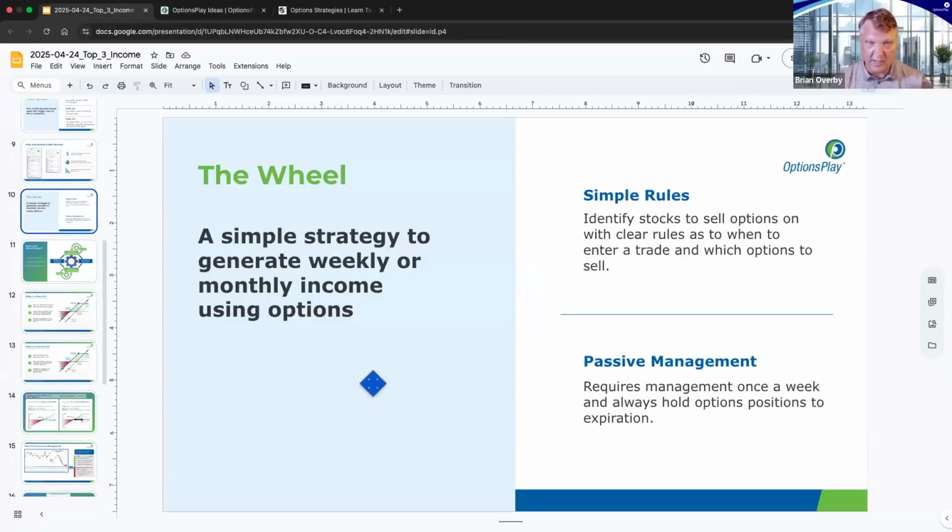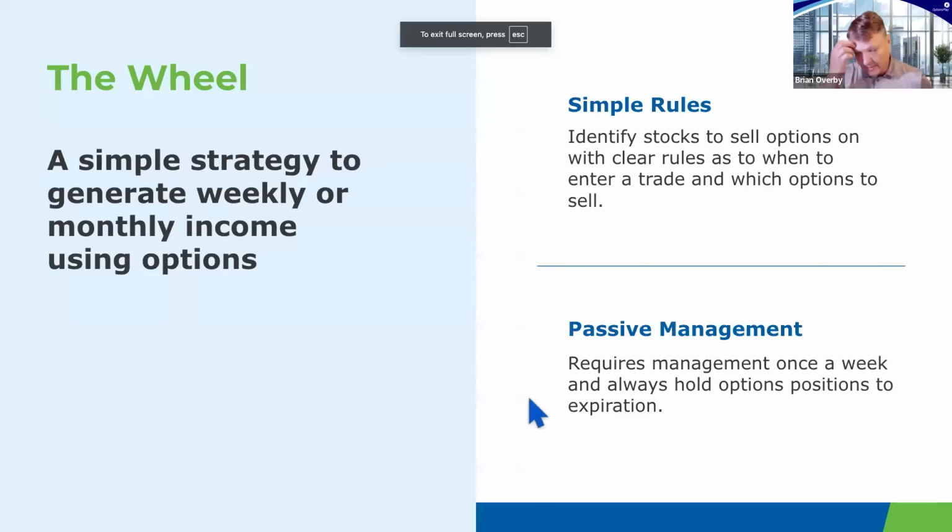Okay, so now we're looking at the wheel strategy, and I've recently done this, and I use the same example here. And I'm going to actually toss in one other trade if we don't get too far along here. We're right at the 5 o'clock Eastern time hour. So simple rules: we want to identify stocks to sell options on with clear rules as to when to enter a trade and when to leave.